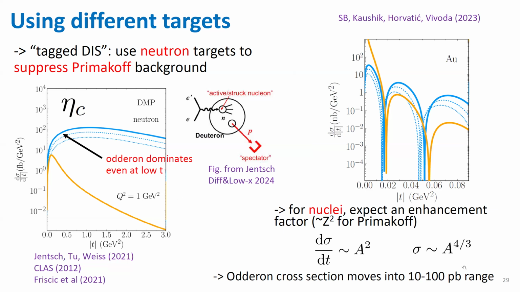So for a large target, you would expect that the total cross-section has this enhancement factor of 8 to the 4/3, and then you are moving from 10 to 100 femtobarns into the 10 to 100 picobarn range. Of course, your Primakoff cross-section will also become enhanced, and you cannot access, or it's very difficult to access, the high t range because you have these incoherent backgrounds that are difficult to suppress. But still, in principle, I think it's interesting to have these options in mind as well.